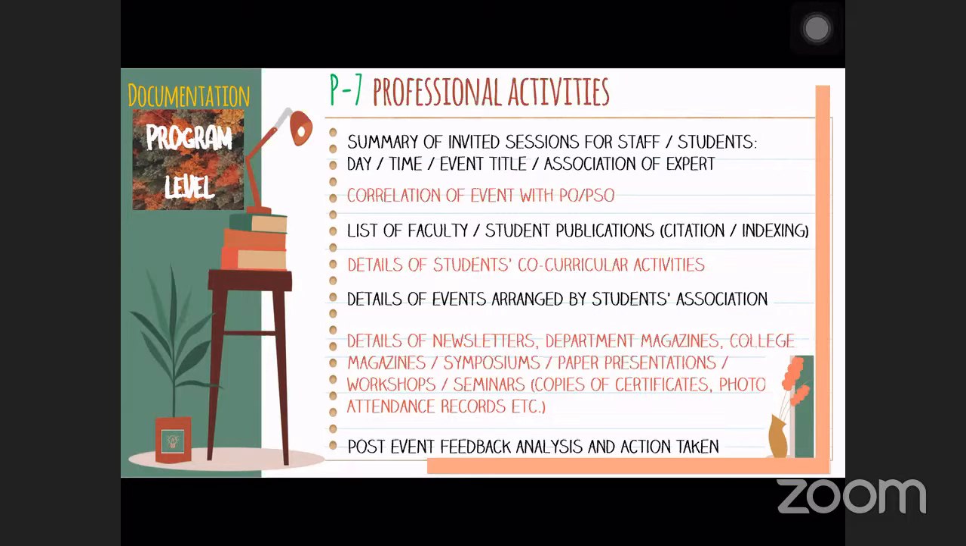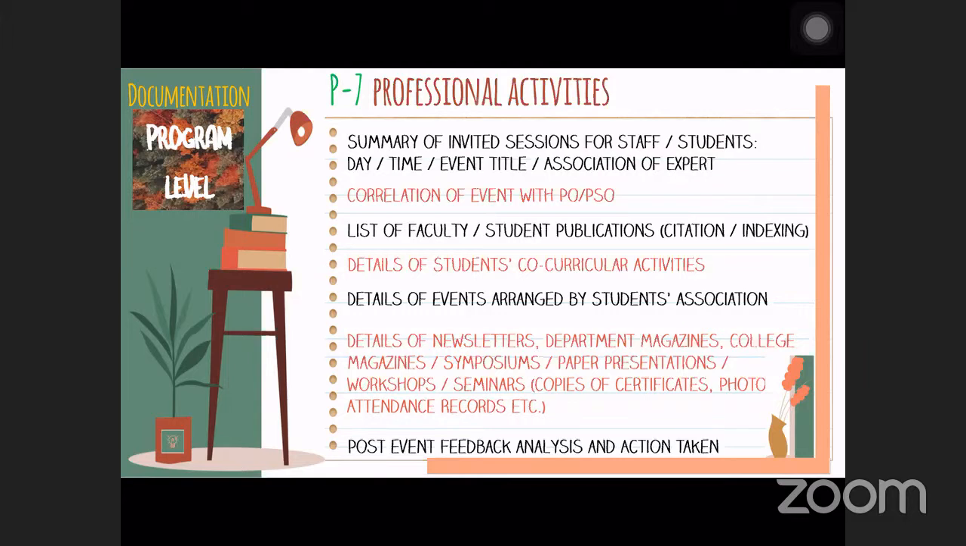Then there are student associations in different programs, different departments. Say for example, if you belong to the electrical engineering department, there would be a students association called the Electrical Engineering Students Association, ESA, and so on. So there will be such student associations for each department, and these associations basically facilitate arranging certain events which lead to the professional development of the students.